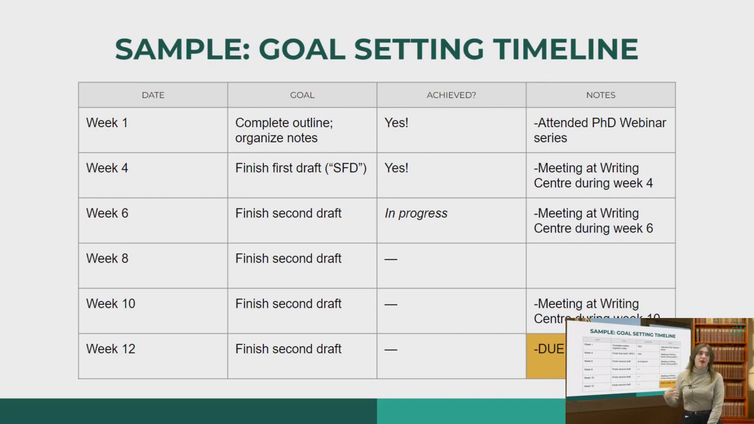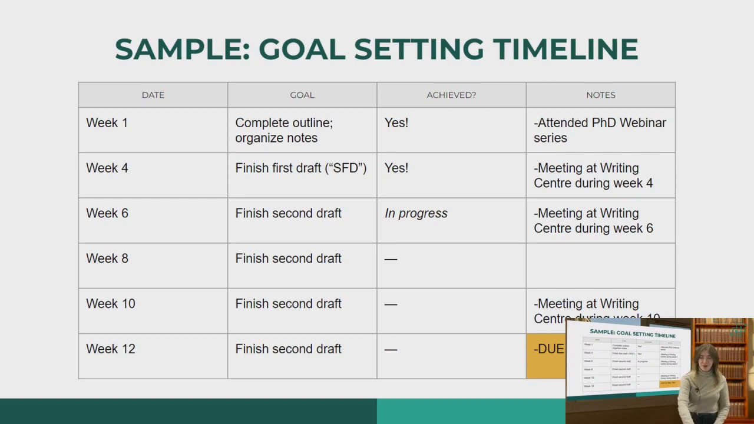So if I wanted to, I could say I attended a PhD webinar that really helped. Or I could say I got sick during this period. I needed to give myself another week. Totally fine. This is just one strategy to help you make sure that you are creating a system that you can stick to, and also that you could show someone if you needed to ask for help.